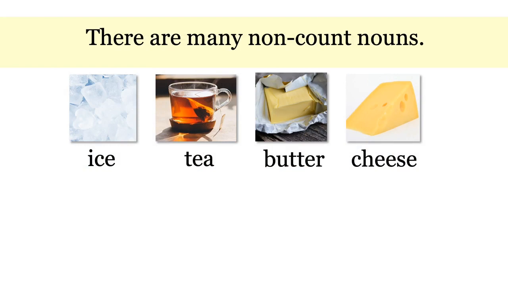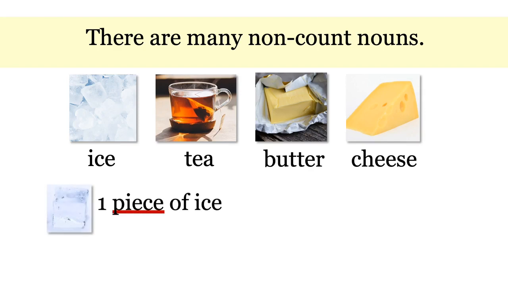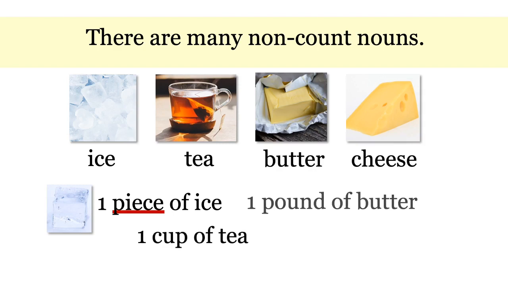There are many non-count nouns. Here are some examples: ice, tea, butter, and cheese. We can only count them when we put them in a container or measure them, like 1 piece of ice. Piece is countable. Ice is not, but I can count 1 piece of ice. I can also count 1 cup of tea, or 1 pound of butter, or 1 slice of cheese.